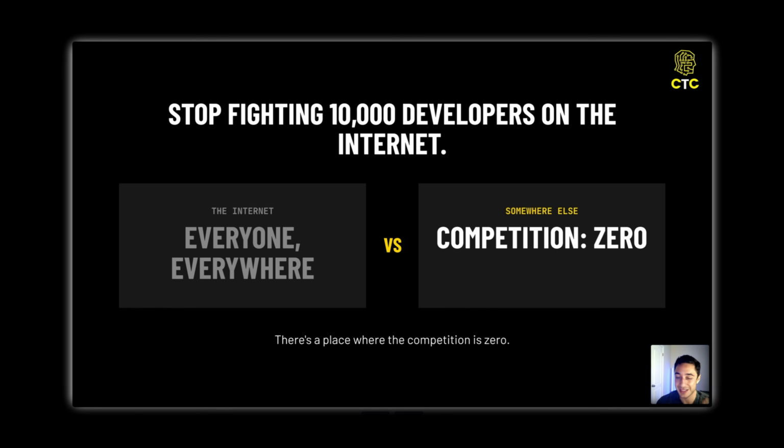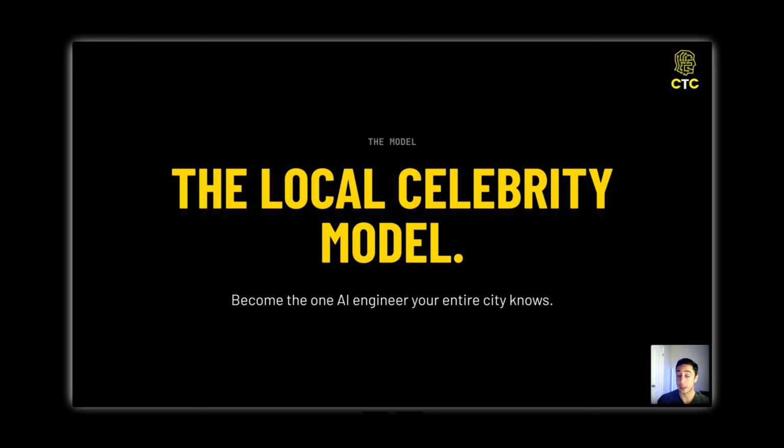So let's talk about the specific better position. First and foremost, a lot of us need to stop fighting all the developers on the internet. Pretty much everybody's there, and everybody's getting the same exact sources of information. Keep in mind, when I asked the 4 questions, most of you answered the same exact way. Why is that the case? Do you think that is really a coincidence? No, it's because most of you got your information from the same sources and did the same exact things as everybody else on the internet. So you want to be somewhere where the competition is non-existent, or as low as possible, or strictly zero. And that is called the local celebrity model.